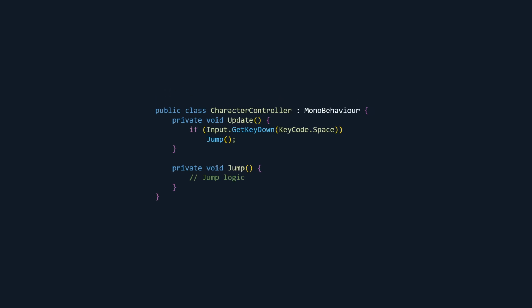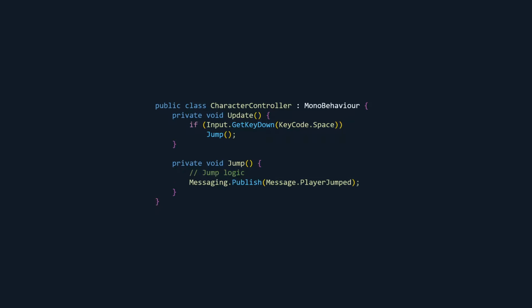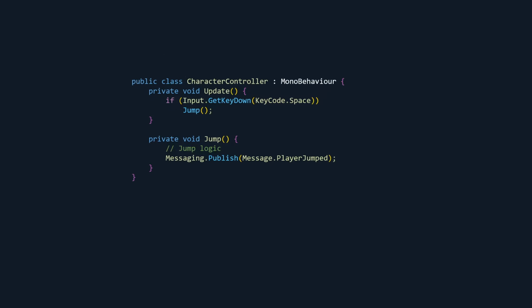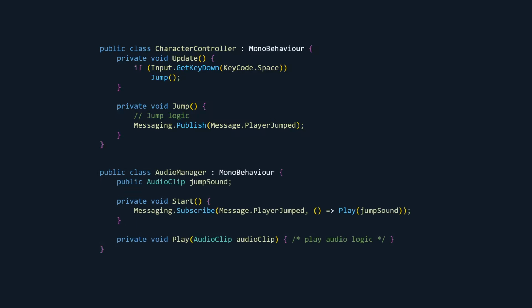Instead, let's assume that our character controller is just broadcasting a message like player jumped, and that other systems are able to react to it. For instance, our audio manager can subscribe to player jumped and react accordingly. Same for our particle manager. Here we introduced a simple messaging system to decouple our code.